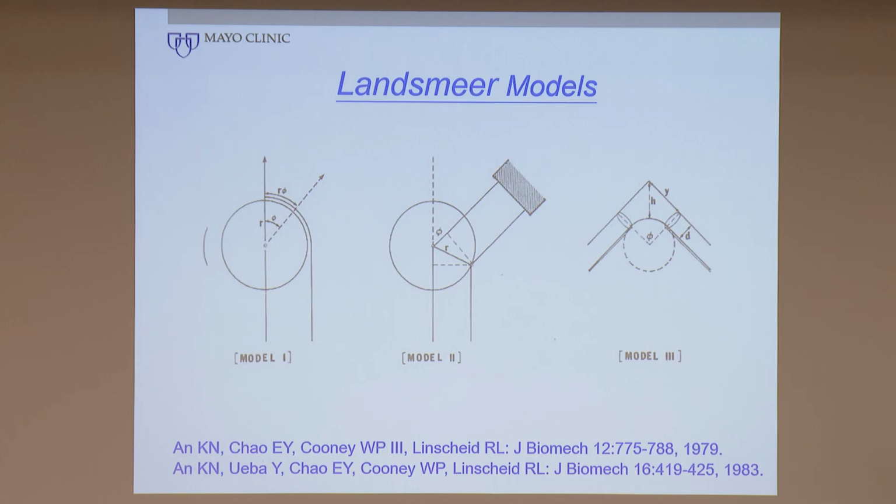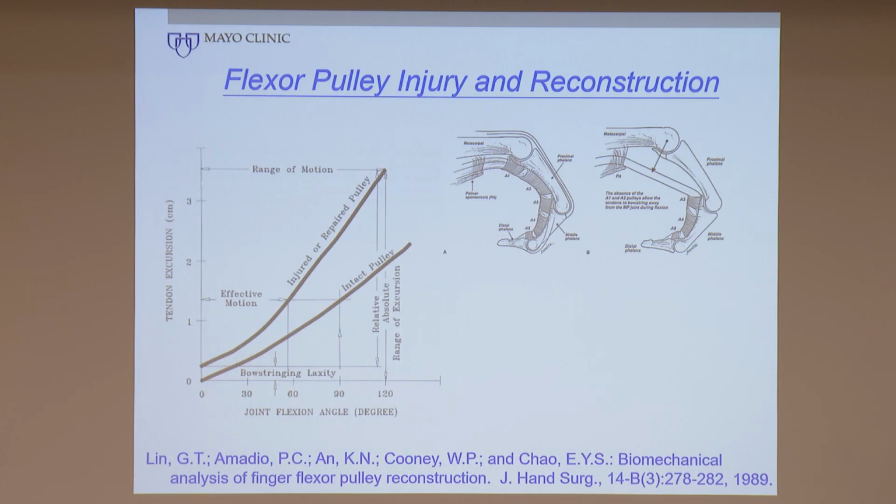This is what I said, because Professor Landsmeer, he developed all this model. But I validated this model, this model, this model. The relationship between tendon excursion and joint movement, they are all the same. So that is exactly correct. So with this in mind, then we can study a lot of other injury. For example, if you cut your pulley, your tendon will be bowstrung. So is this good? Of course, it looks like the moment arm increases, you see, moment arm increase. From mechanical point of view, it is good.